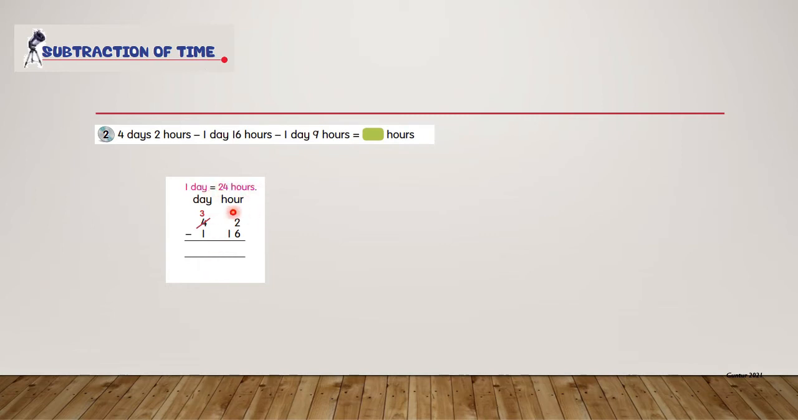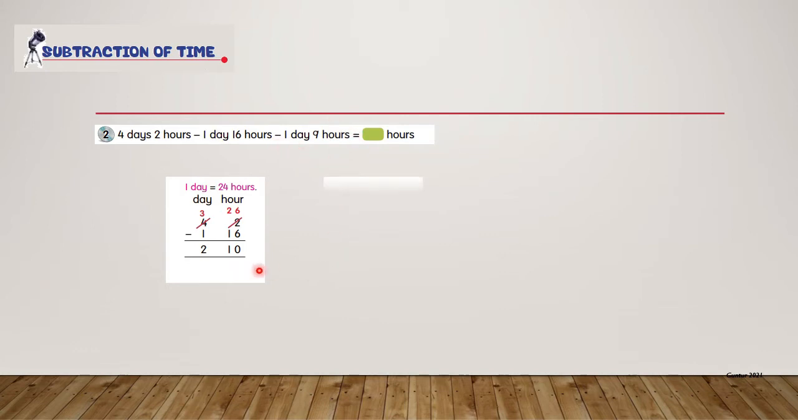Okay, because from the start we have 2 hours, 24 add with 2 becomes 26. So we cancel the 2 here. Now 26 can subtract by 16. You got 10, and 3 minus by 1, you got 2. Okay, you got the answer for the first subtraction, between 4 days 2 hours and 1 day 16 hours. There is another question to be subtracted, 1 day 9 hours.